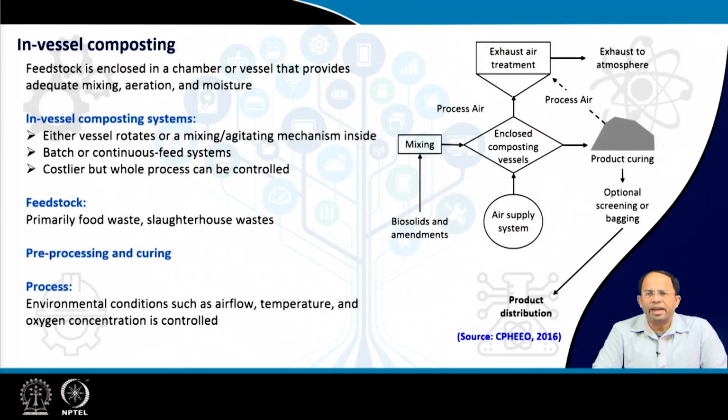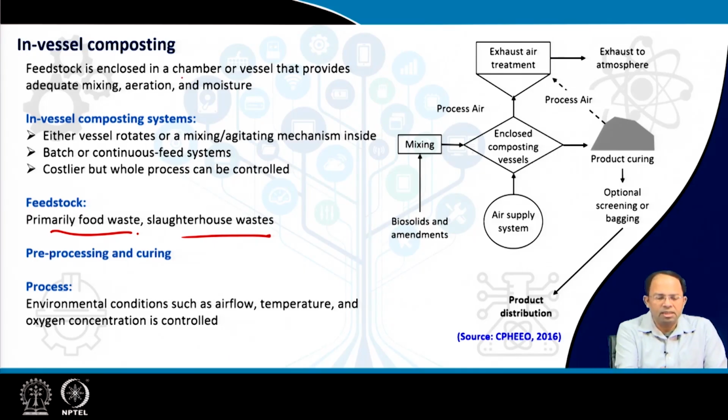Then we come to in-vehicle composting. As we discussed earlier, in in-vehicle composting, not only food waste but also slaughterhouse waste could be added. Now, the process itself is not open to the atmosphere. We use certain chambers or vessels where we do the composting, and these chambers or vessels are responsible for both mixing of the waste, aeration of the waste, as well as providing moisture.